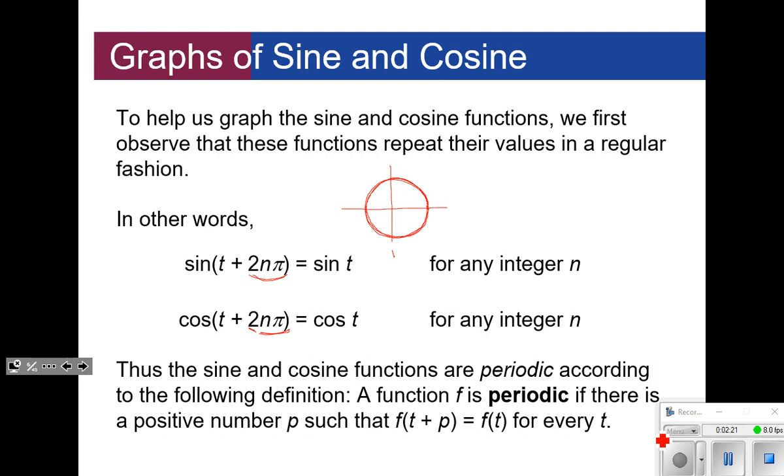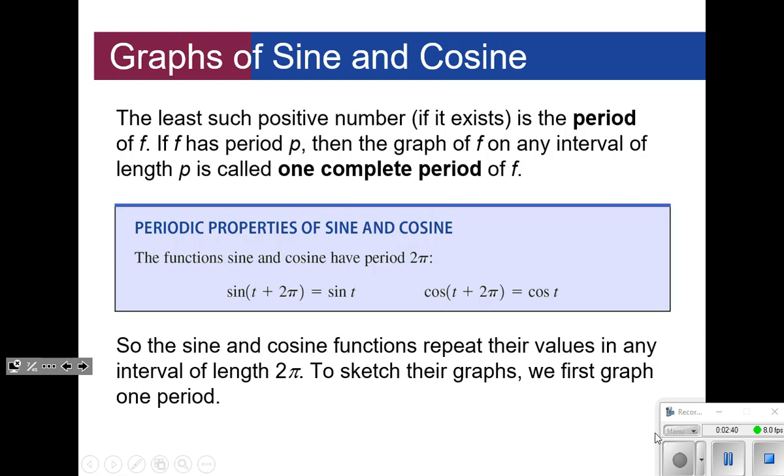This little n here just means it could repeat for 2 pi, it could repeat for 4 pi, it could repeat for 6 pi, it could repeat for 8 pi, any multiple of 2 pi. That's what the n is for, so don't let that confuse you. Again, just the periodic properties of sine and cosine. One complete period of a sine function takes 2 pi to get through one full graph. All the possible values in every quadrant takes 2 pi. Same thing for cosine.